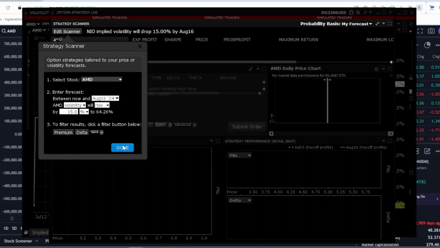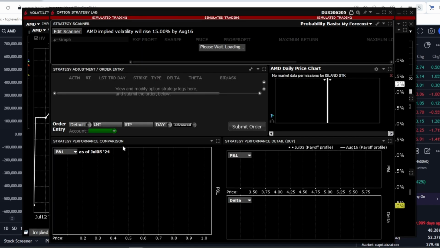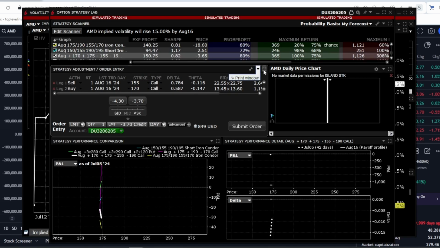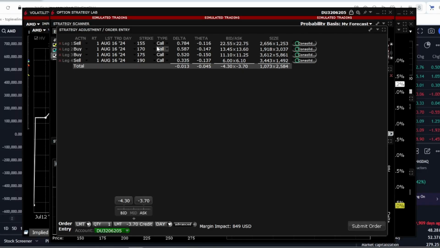For example, let's say we predict that volatility will increase by the end of summer. The AI might suggest a few strategies. Let's take one of these strategies. It suggests selling one call option with a strike price of $155, buying one call option with a strike price of $170, buying a call option with a strike price of $175, and selling a call option with a strike price of $175, and selling a call option with a strike price of $190.